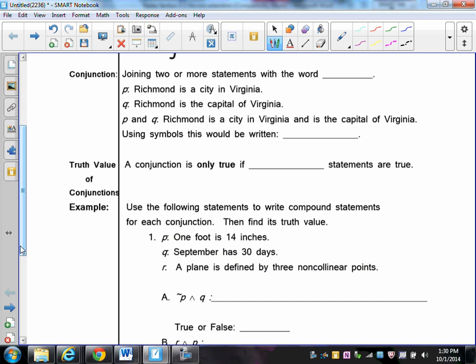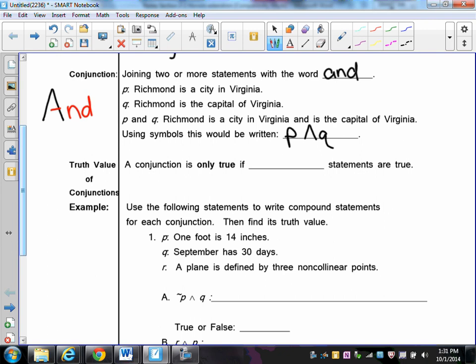What's even more important is that you need to know a conjunction is joining two or more statements with the word and. The symbol for the word and, again, is the arrow that kind of looks like the capital letter A. That's how we should remember it. So if we're told P, Richmond is a city in Virginia, Q, Richmond is the capital of Virginia, P and Q: Richmond is a city in Virginia and is the capital of Virginia. Using symbols, this would just be P, that symbol for and, Q.